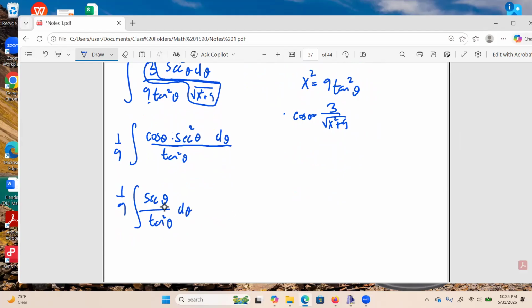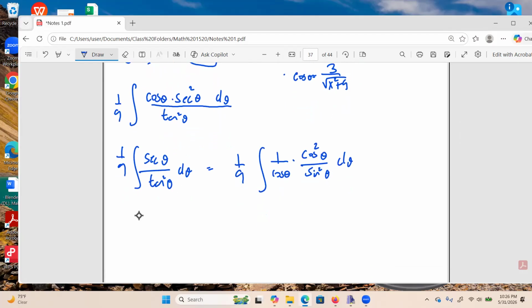Let's go ahead, we've got stuff that's kind of in the middle. What we're going to do is change everything to sines and cosines and hope for the best. So that's going to be 1 over 9 integral. We have a 1 over cosine theta, that's my secant, times cosine squared theta over sine squared theta d theta. So one of my cosines cancels, so I end up with 1 over 9 integral of cosine theta on top and a sine squared theta on the bottom, d theta.